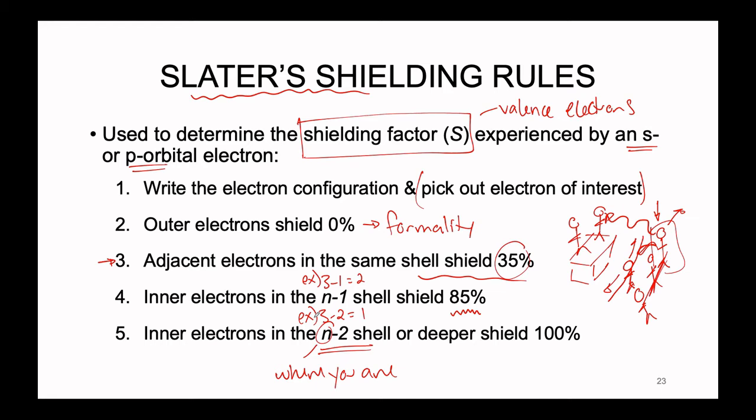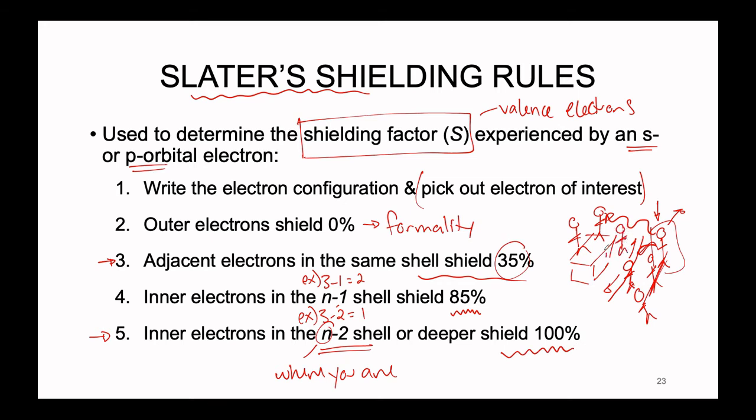If our valence electron of interest is in the 5s orbital, then n is going to be equal to 5. Returning to rule number 5, if the inner electrons are in n-2 or deeper, we are always going to see them. They are going to shield us 100% of the time.